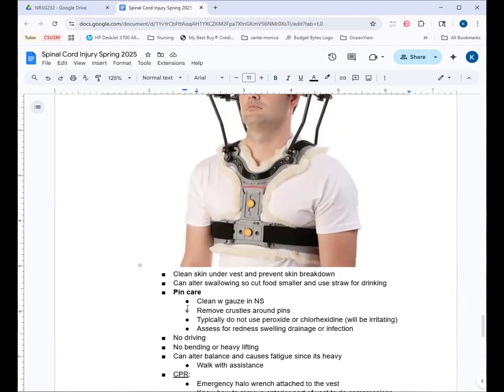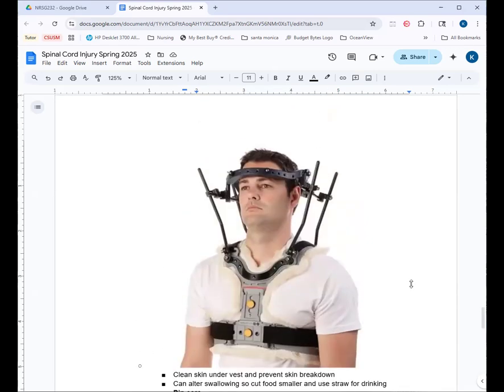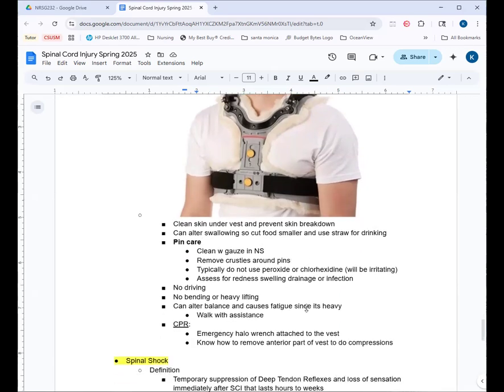As for your pin care, make sure you clean it with gauze and remove the crusty bits. They have little yellow crusties around the pins. Think of Regina George. Oh, good times. I want to watch that movie again. So yeah, remove the crusties around the pins. Regina George would not like that. You don't want to use anything too irritating, so usually that's why it's just NS. And then assess for any signs of infection, which you all know at this point in time.